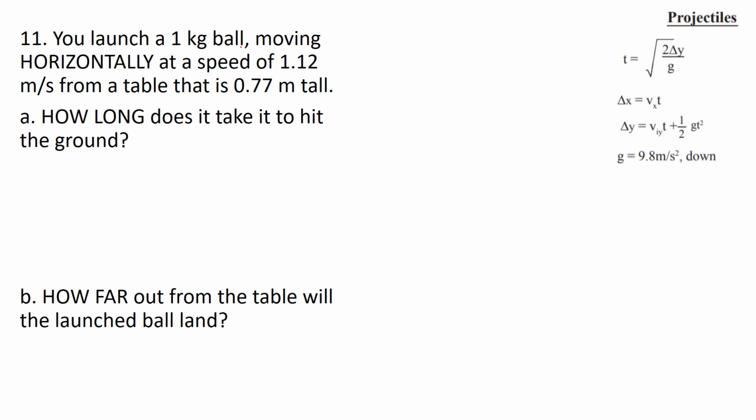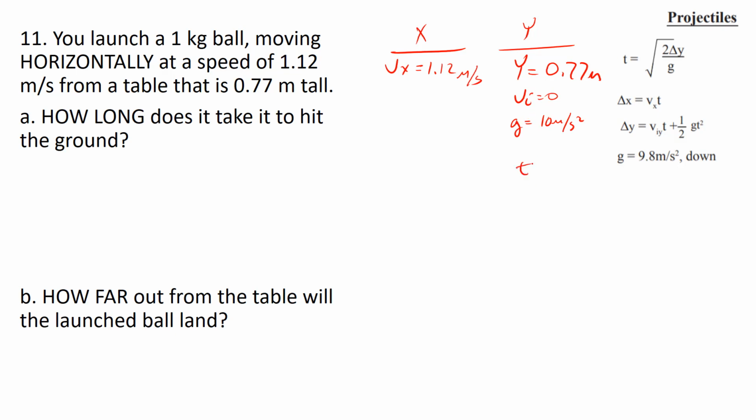Okay, next part. You launch a 1 kilogram ball. You don't need the kilograms. It's moving horizontally, so you have x and y givens. You have a Vx of 1.12 meters per second. The table has a y of, its height is 0.77 meters. How long does it take to hit the ground? Well, other givens, Vi equals 0. The acceleration equals 10 meters per second squared, or in this case, g is going to be 10 meters per second squared. And then we're just trying to find time to start off with.